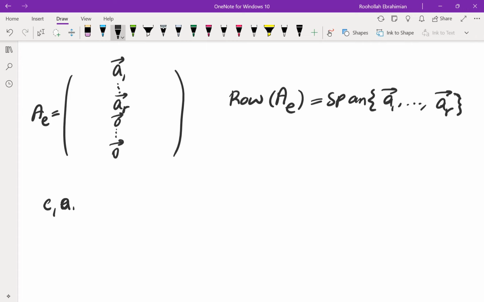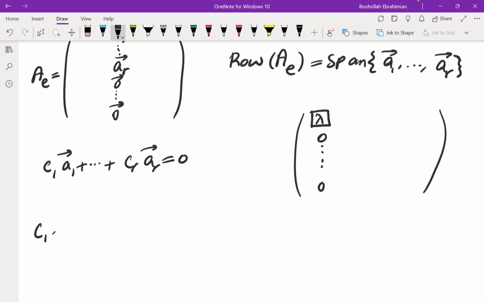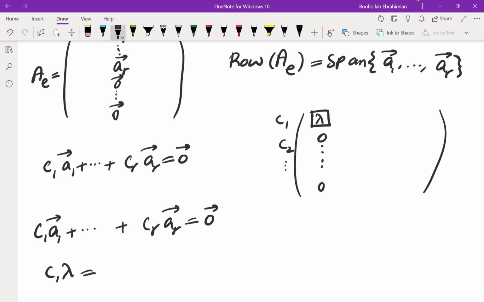Let's say c1 A1 plus all the way to cr Ar is 0. I would like to show that all the coefficients are 0. If you look at A1, the way the echelon form works is that A1 has a non-zero leading entry and everything below that is 0. So let's say that entry is perhaps lambda. Now, when I multiply this one by c1, this one by c2, etc., there is only one entry that has c1 times lambda. So c1 lambda must be 0.